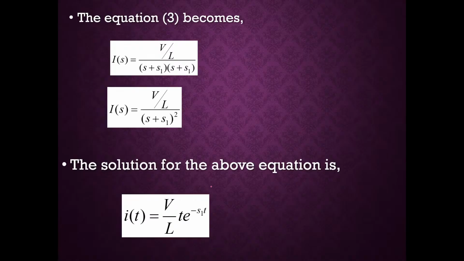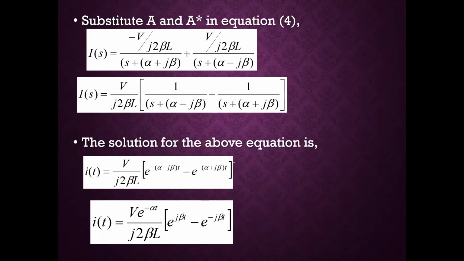If it is a critically damped response, this is the response: I of t is equal to V by L t e to the power of minus s1 t. This is for critically damped.